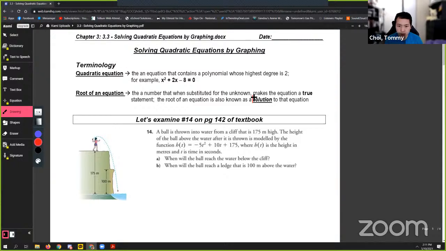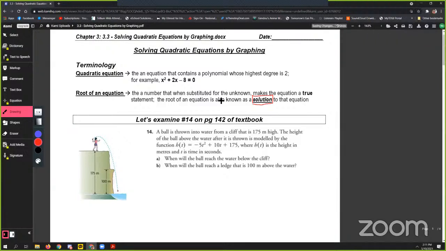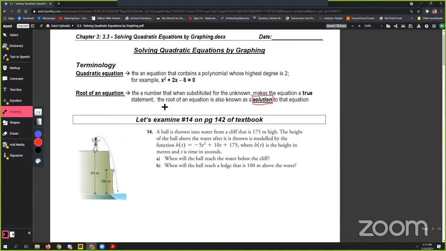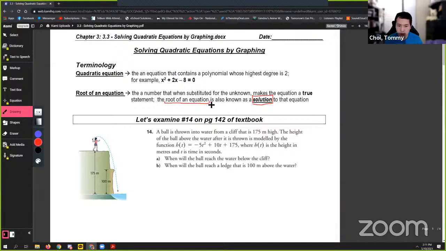The word solution is right here. Solve for the variable. Which variable? The root of the equation? Right. The root of the equation is what you're solving for. And the other word for root that we talked about yesterday was solution, as well as x-intercepts. So when I ask you to solve for a specific quadratic equation or any function in general, I'm specifically asking you to find the x-intercepts.